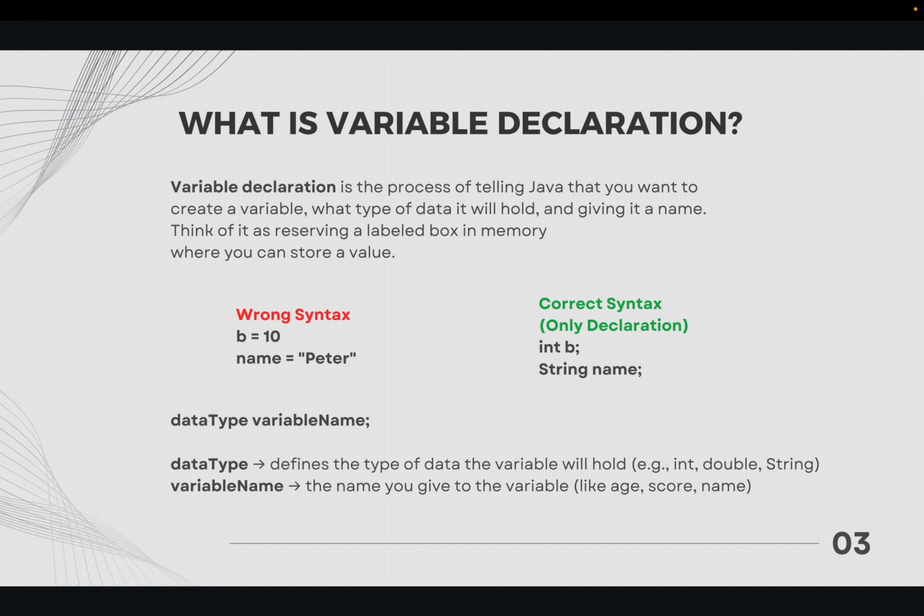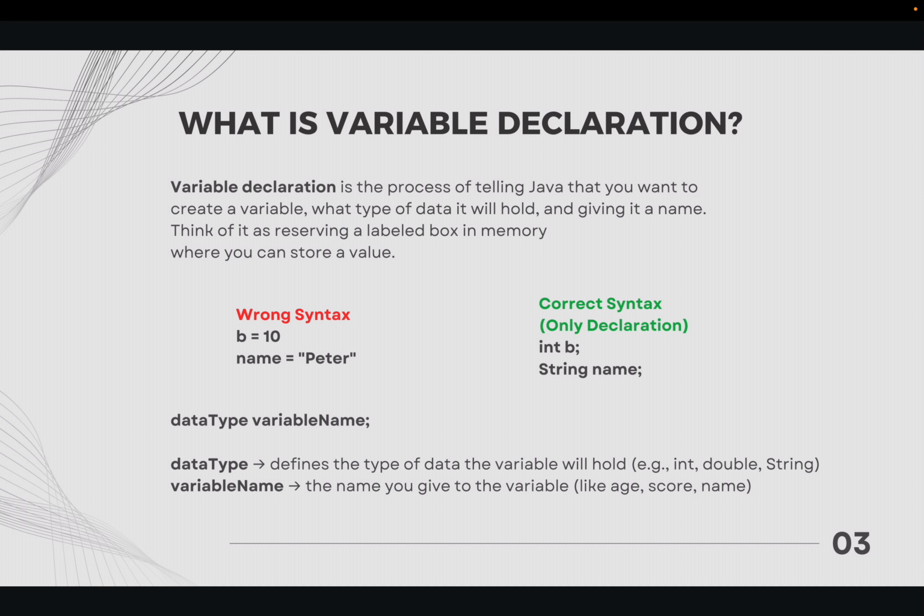In Java, every variable must have a type which tells the computer what kind of data it will hold. You cannot declare a variable like b equals 10 or name equals Peter, right? Because you need to specify a data type for each variable. And on the right side of the slide, you can see the correct syntax. In this example, it only has a declaration. We don't assign a value yet.